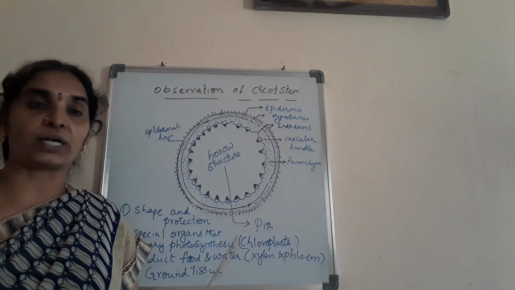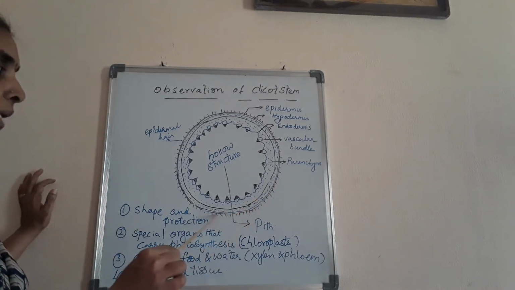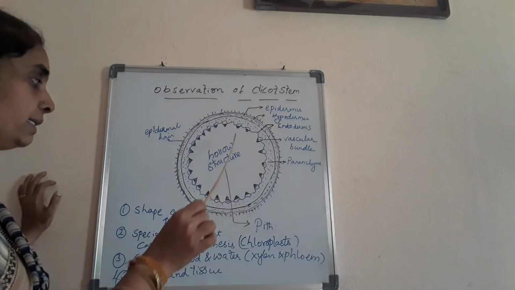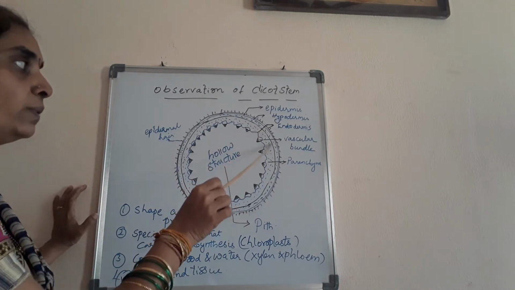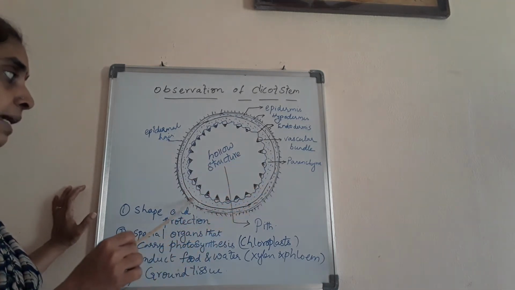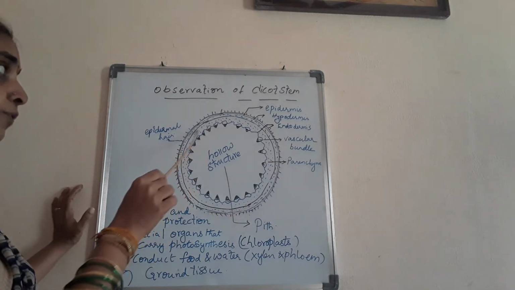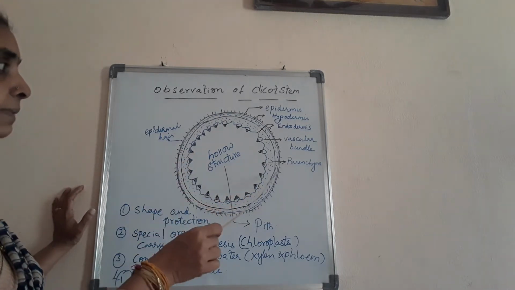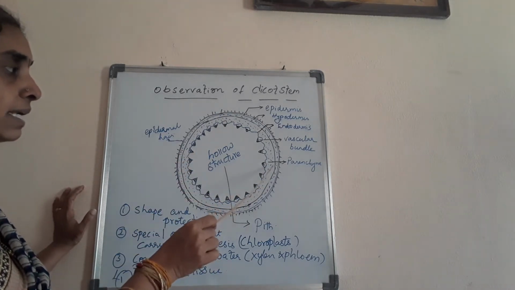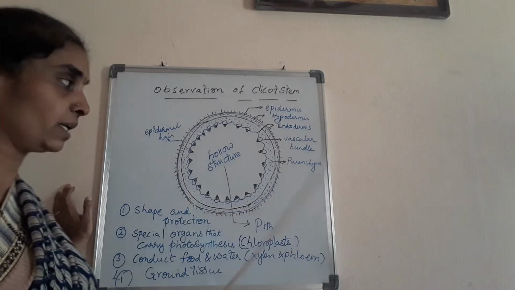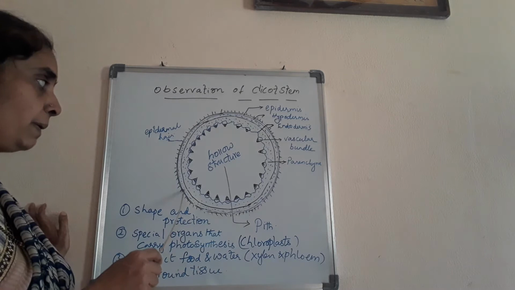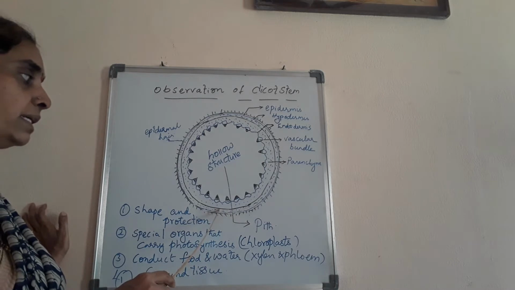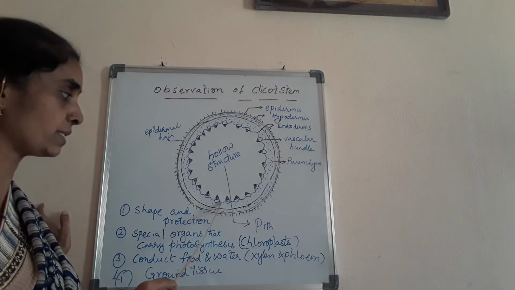Hope you have understood the 4 points, children. The first, outermost layer is the cuticle or the epidermal layer, which acts as a protective layer of the cell. The second is the mesodermal layer, which carries on the photosynthetic action. This is the chlorenchyma region, where the preparation of food takes place, that is, the photosynthesis process. Special organs, chloroplasts, are present here, which take part in the photosynthetic reaction.